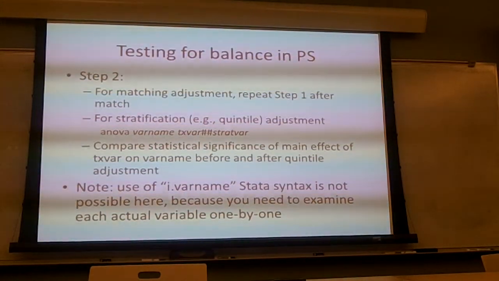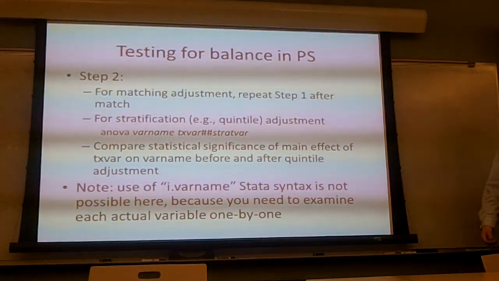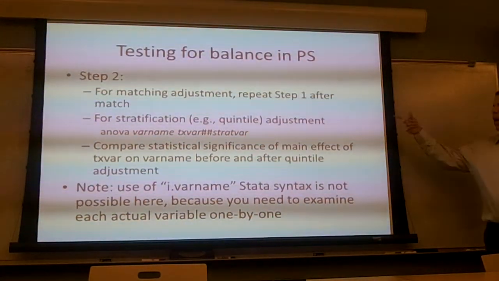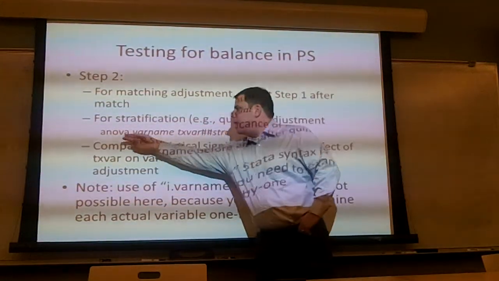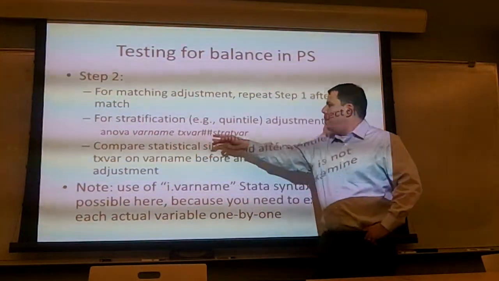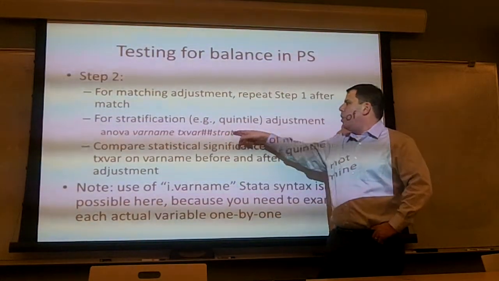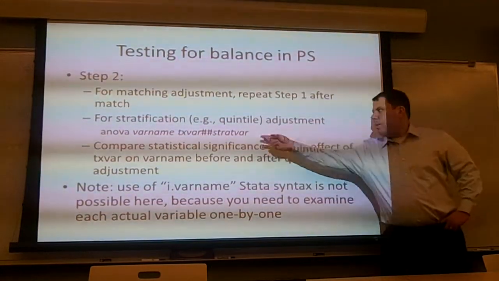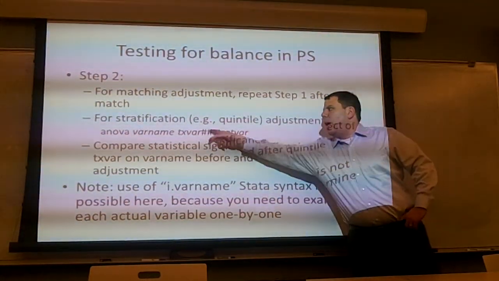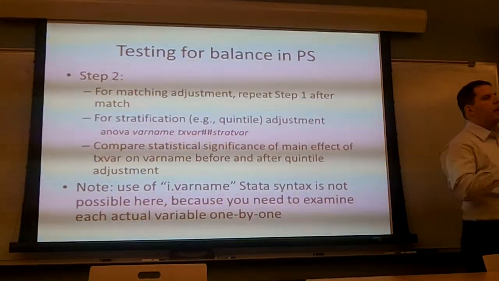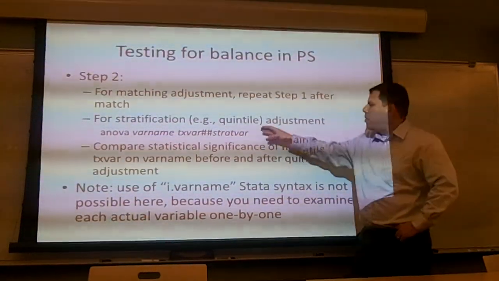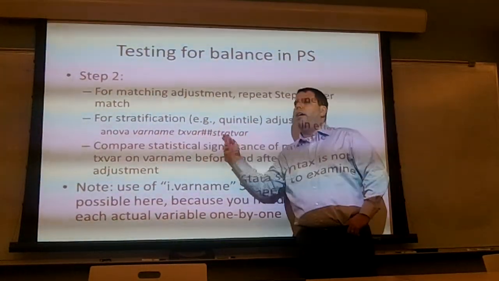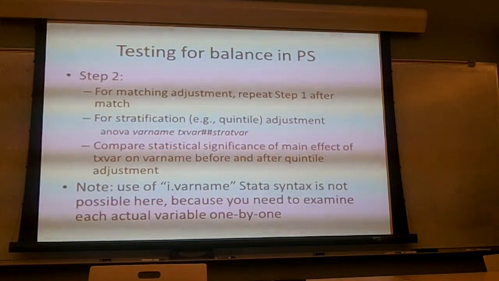Here you want to basically just test whether the main effect of the treatment variable on the var name before and after the quintile are the same. So you can do this with, say, ANOVA again. Here, the syntax is ANOVA var name treatment variable, then a double pound, then whatever your stratification variable is, so the name of your propensity score quintile variable. The double pound is shorthand syntax for saying expand here a main effect for the treatment variable, a main effect for the stratification variable, and their interaction. I'll show you an example in a second.